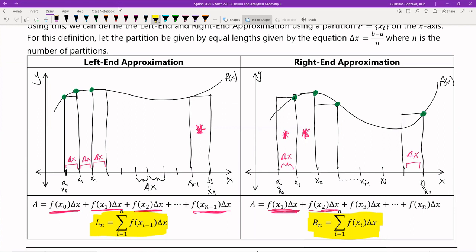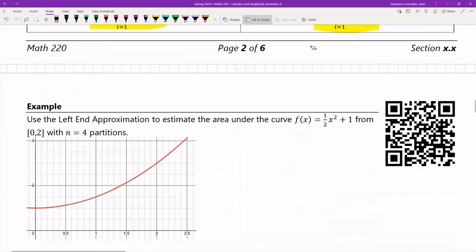Okay. So the only difference between these two, right? The construction is the same for both. The only difference is in the left end, we're using the left end of our subintervals. On the right end approximations, we're using the right end of our subintervals. That's the only difference. The construction for both is still the same. Okay. So now, I want to go ahead and move on and apply this really quick to an example to get us started.